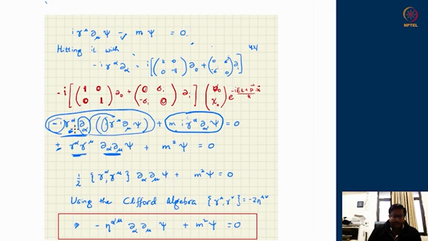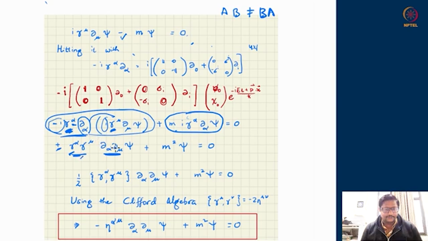But in this, order matters. First I have a gamma alpha and then gamma mu. I cannot write it as gamma mu, gamma alpha, whichever way I want, because these are matrices. Two matrices A and B cannot be written B and A unless they commute. And I know gamma alpha, gamma beta do not commute. So I will be attentive to the fact, and I will write the order right. That gamma alpha first appears and then gamma mu appears. The derivatives can be written in any way because they are not matrices. They are just operational partial derivatives, and partial derivatives commute with each other.